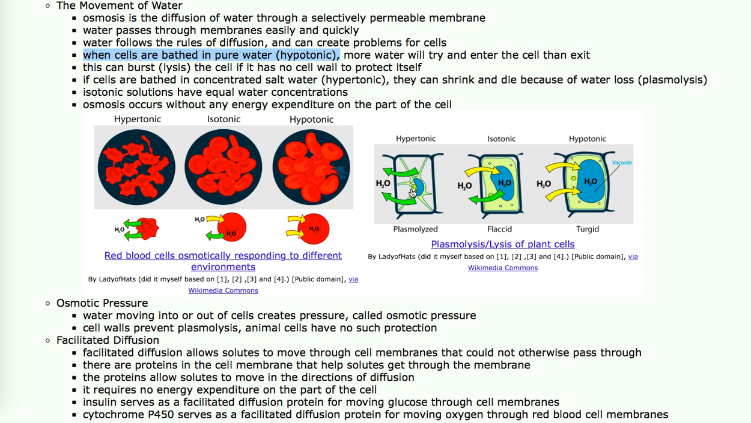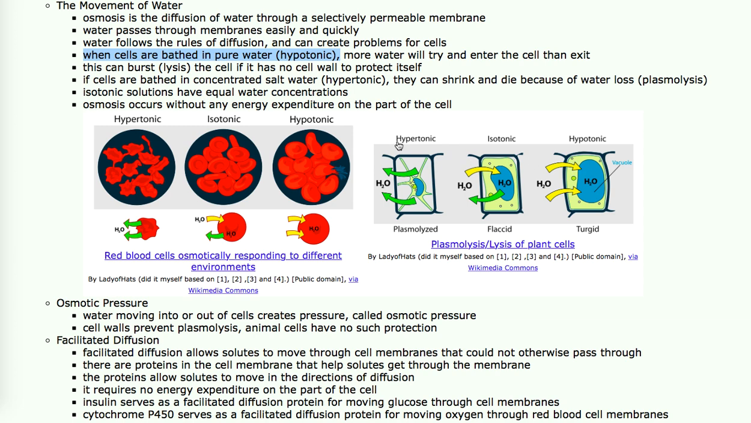If you put a plant cell in a hypertonic water solution, more water will exit than enter, and the cell will shrivel. If you put a plant cell in a hypotonic solution, meaning it's pure water, more water will enter the cell than exit, and the plant cell will swell to the point of almost rupturing. And you'll notice the vacuole here is huge because that stores most of the water.